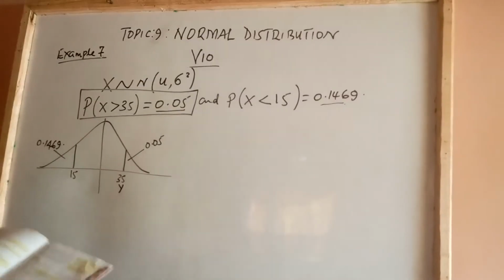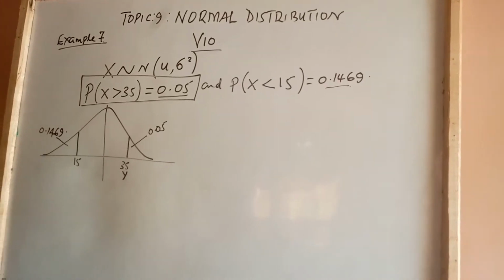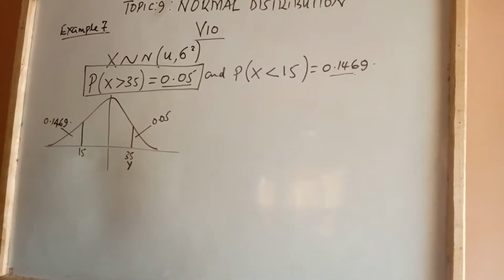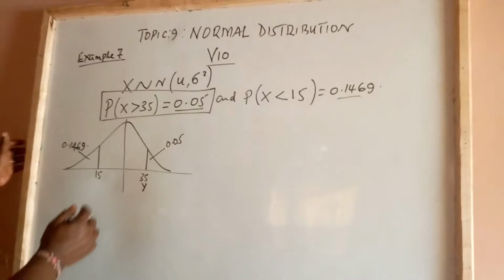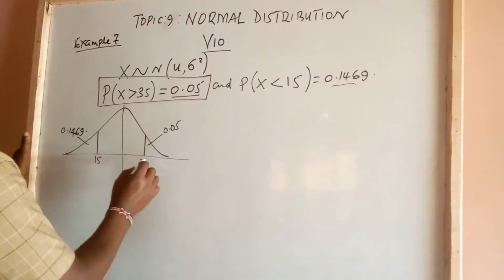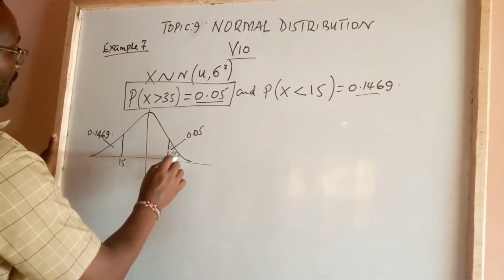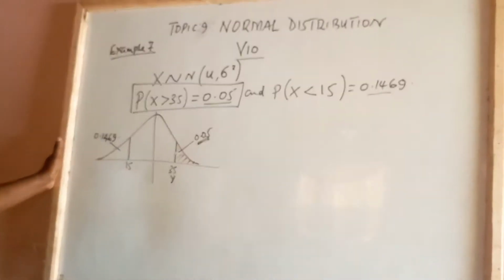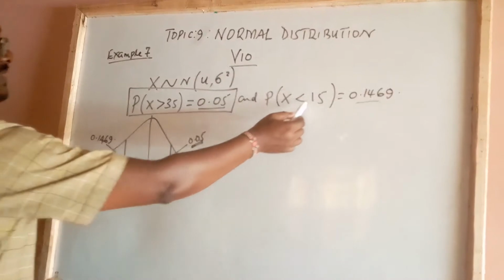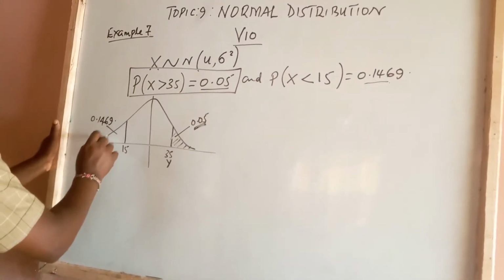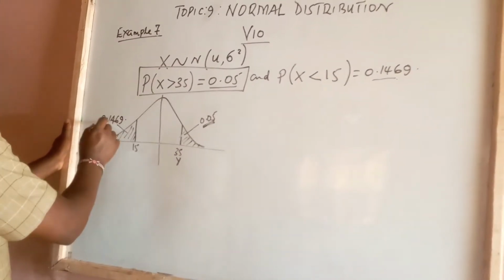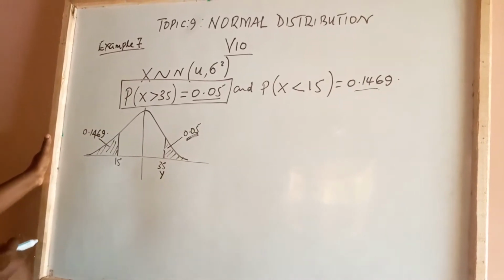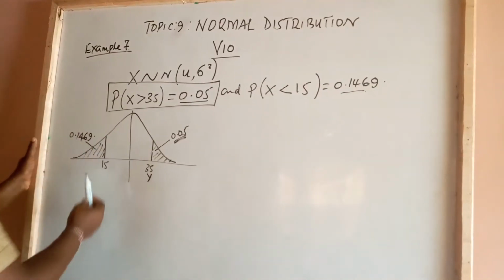Of course, what we are faced with is a situation whereby when x is greater than 35, this region, the area is 0.05. And when x is less than 15, this region, the area is 0.1469.